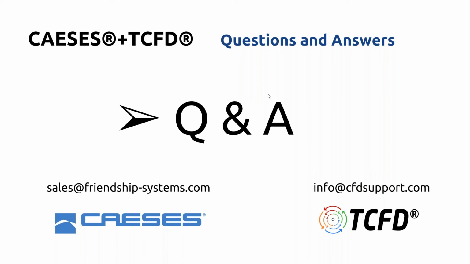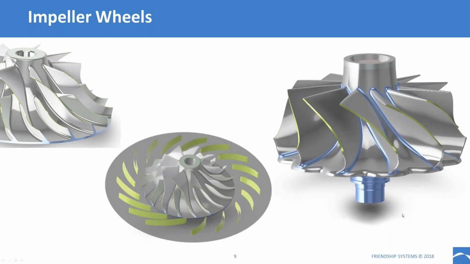Maybe if I can shortly show my screen. I have a couple of pictures here. These are impeller wheels that were modeled 100% inside of CAESES. We see the compressor wheel here on the left, two examples of the compressor wheel, including some stator blades, and we also see a turbine wheel on the right side.